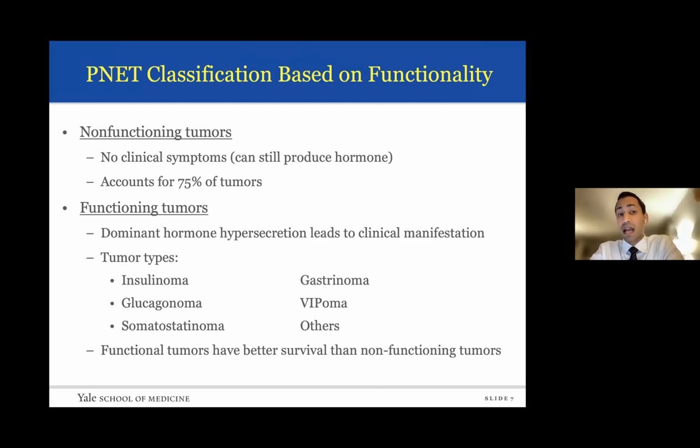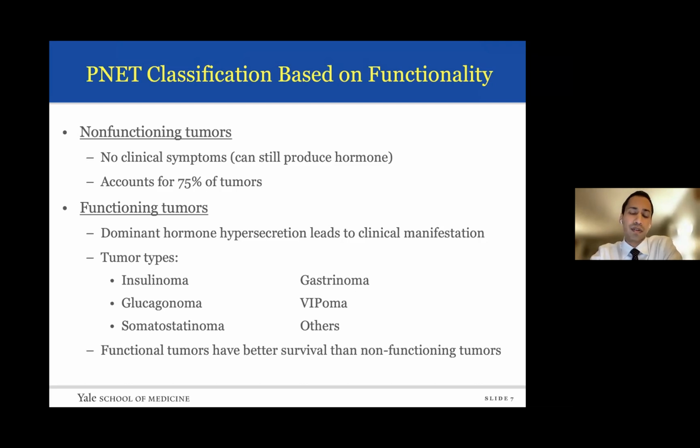Pancreas neuroendocrine tumors are divided into non-functioning tumors and functioning tumors. By this, what I mean is that non-functioning tumors do not produce clinical symptoms, even though the tumors can still produce hormones, but they don't produce enough hormones to cause clinical symptoms. The non-functioning tumors, in the updated literature, account for about 75% of these tumors. I think some of this has to do with the smaller neuroendocrine tumors, which I'll talk a little bit about, that are diagnosed more and more frequently, and that number has increased over time.